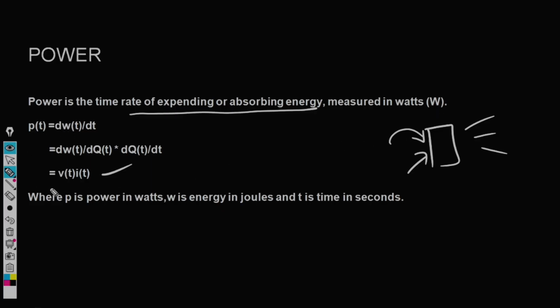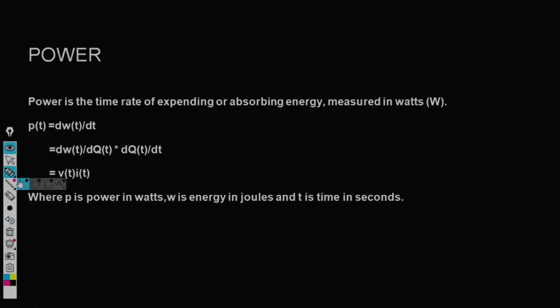So we have some small derivation here. Because power is time rate of expending or absorbing energy, it is directly written in this format where W refers to energy and t is time. So we can just divide and multiply by dq of t, which gives us differentiation of energy with respect to charge and differentiation of charge with respect to time. Now this is nothing but v of t and this is nothing but i of t. That's why you will come across something called voltage into current is power.